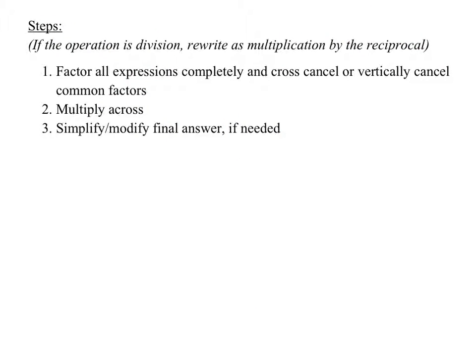If you want steps, make sure that you factor all the expressions completely. Cross-cancel or vertically cancel anything that's a common factor. Multiply across, and then simplify your final answer if you can. There's a good chance you really can't simplify your final answer if you've done what? You'll most likely not simplify your final answer if you factored and canceled all things that can be factored and canceled. If you do that properly, you shouldn't really have to simplify. Maybe modify it, though. Okay, you might have to tweak it a little bit.